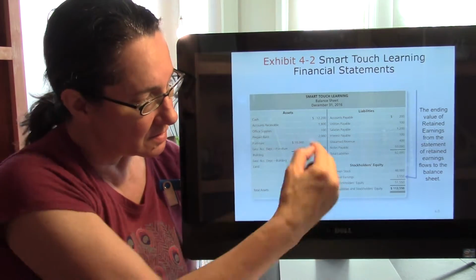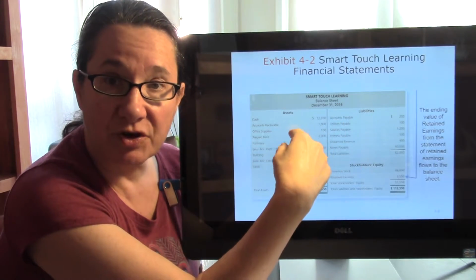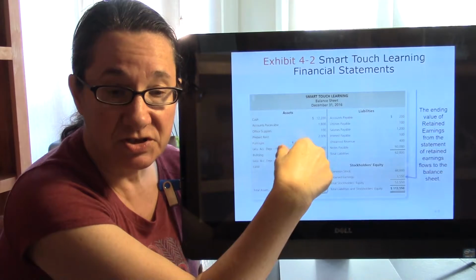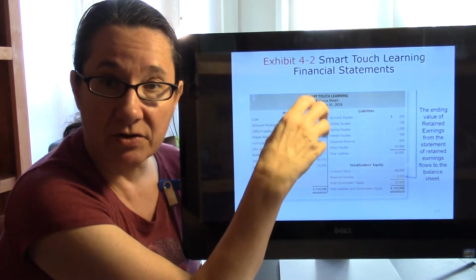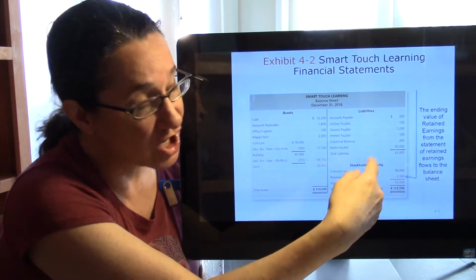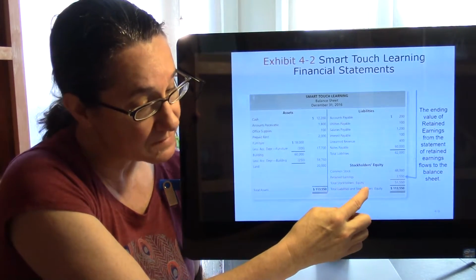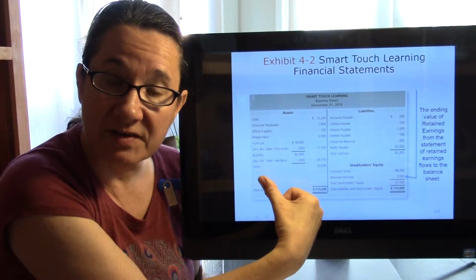So, how do we do this? Well, you prepare it from the trial balance. So you go over to your adjusted trial balance and you get all your asset balances, your liability balances, and you get your common stock balance. But this retained earnings comes from the retained earnings statement.